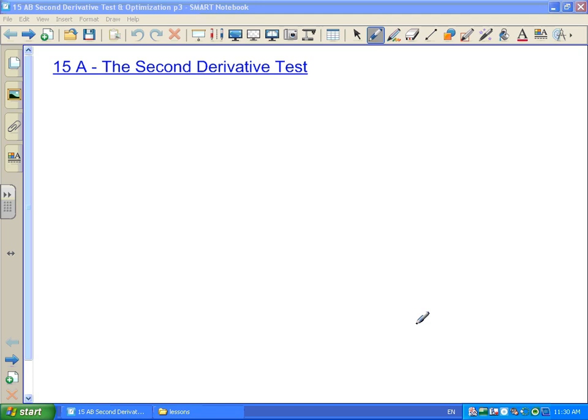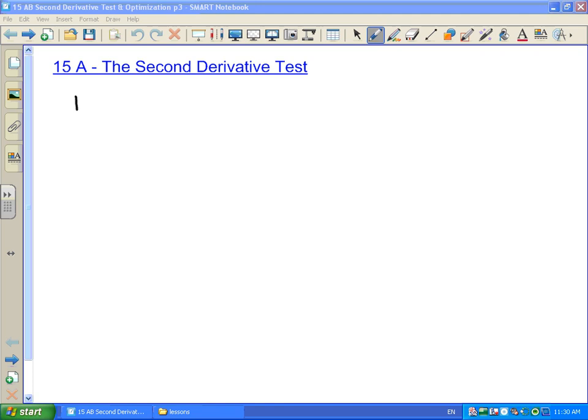Okay, this is the start of Unit 15 here, and we're working on some material in Box 15A. We're going to look at the second derivative test, which, like the first derivative test, is a way of determining whether a critical number represents a local maximum or a local minimum. So let's just recap what we know about local maxima and minima.